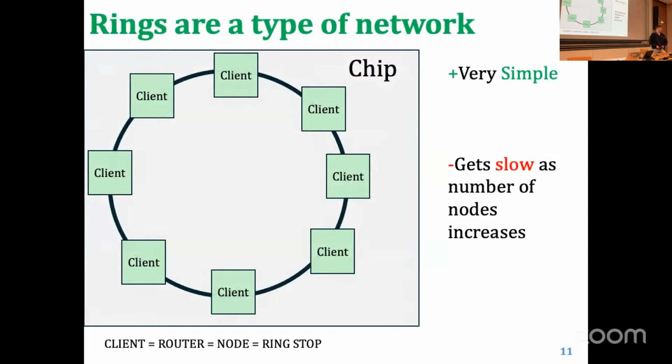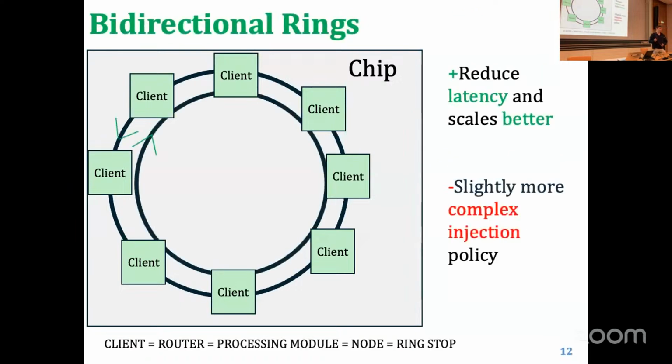Rings are one of the most commonly utilized types of networks on chip, because they're very easy to implement, but they have the big problem that they don't scale as the number of nodes increases, as we've seen previously. One possible fix, which is very simple, is to make them bidirectional. Instead of one ring, we basically have two rings in opposite directions, and this increases the performance, of course, and it just makes the injection policy a little bit more complex. I mention this because in the paper that we're going to see, it is implied that all the rings are bidirectional. So keep this in mind.